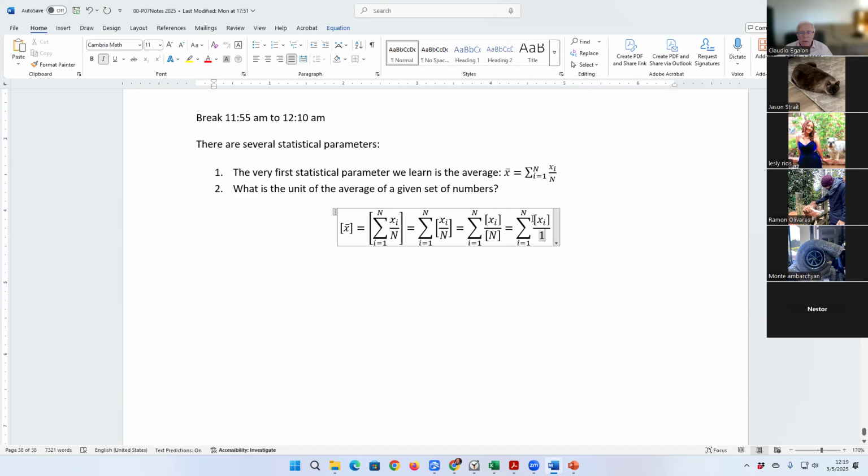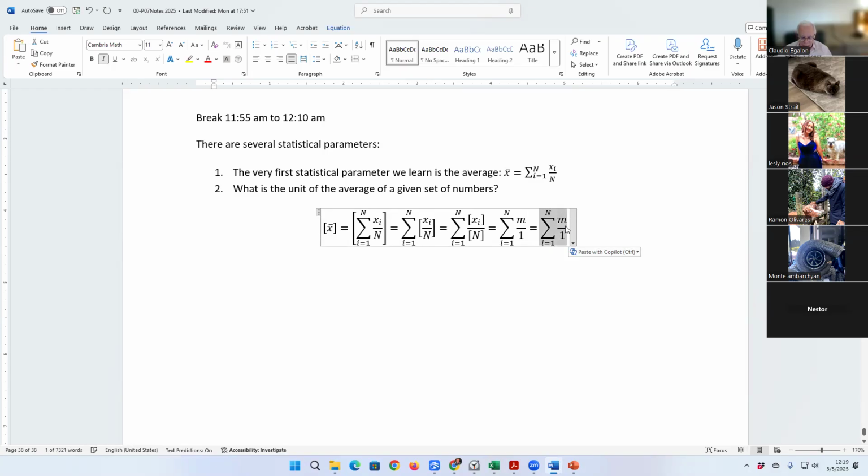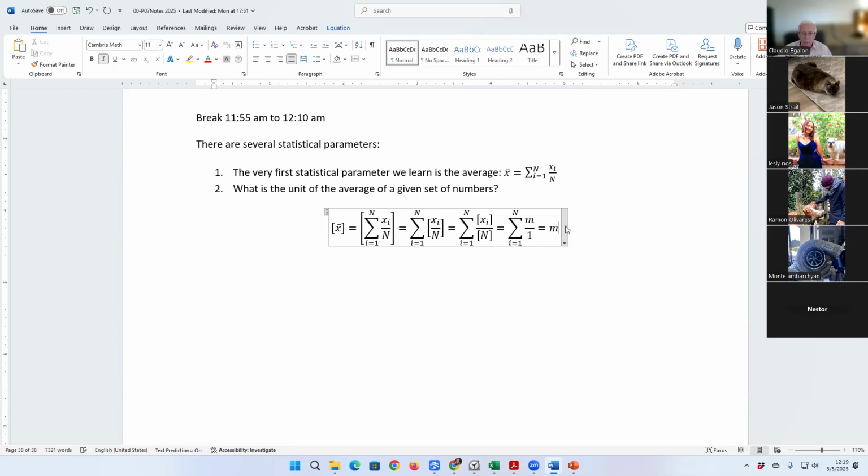Okay. What about the unit of the xi, right? The unit of xi in our case for the position of the data point is going to be the meter. And when you do all the math here, you get that the unit of the average is going to be the meter. You repeat that for the voltage, and you get something like that as well.